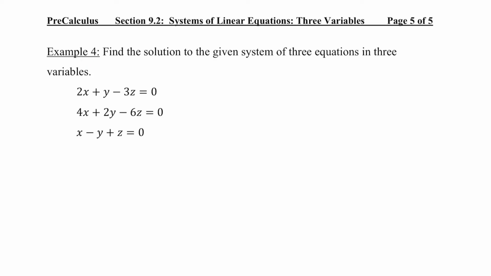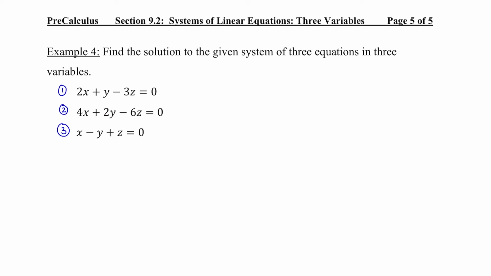Example 4. Find the solution to the given system of 3 equations in 3 variables. I have 2x plus y minus 3z equals 0, 4x plus 2y minus 6z equals 0, x minus y plus z equals 0. So I call this equation 1, this equation 2, and this equation 3.